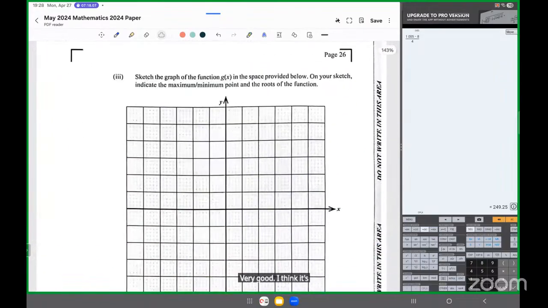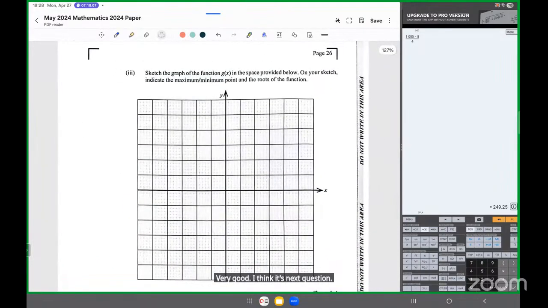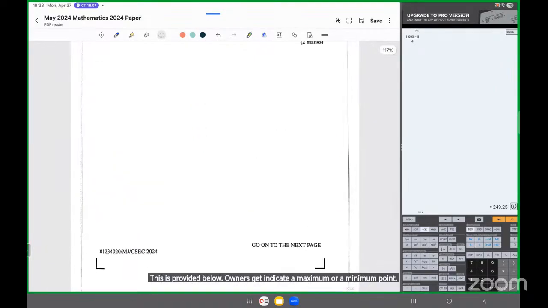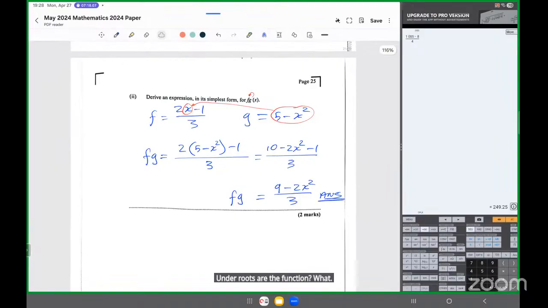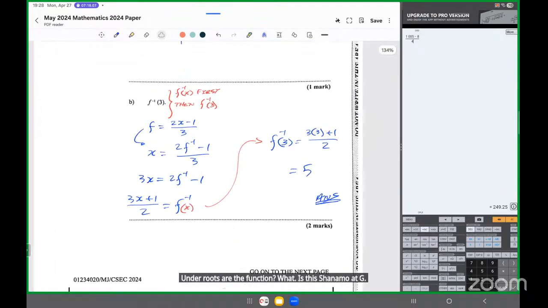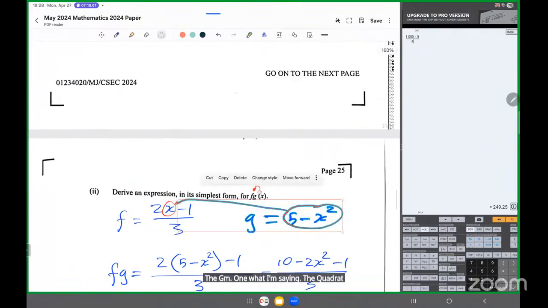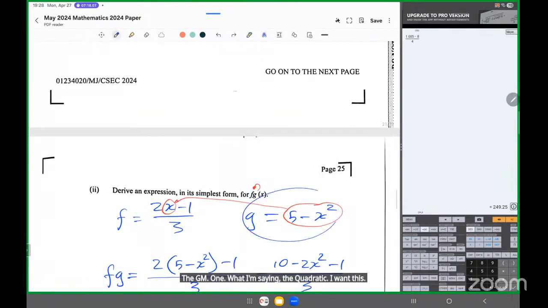Next question. It says, sketch the graph of the function g provided below. On your sketch, indicate the maximum or minimum point and the roots of the function. What is the g? The g is a quadratic, so I want to sketch that graph. It's a quadratic graph.